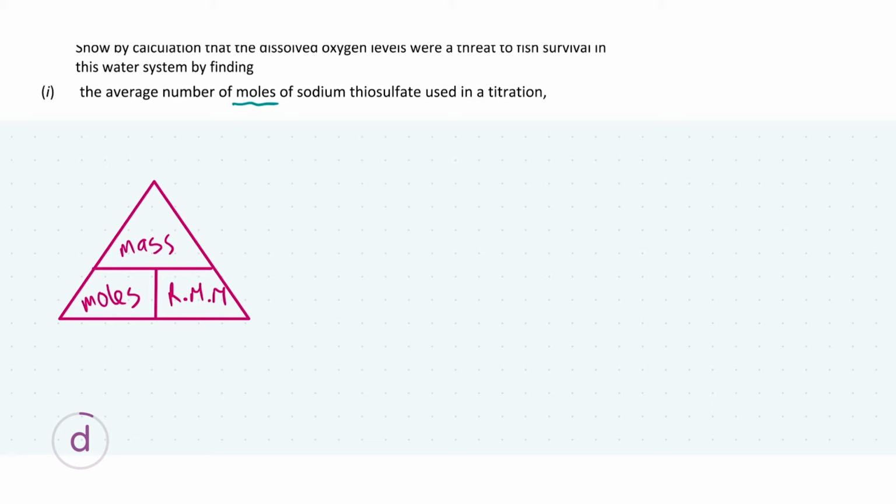So if we cover this mole section here in the bottom left, what we are left with is our mass divided by our relative molecular mass, which is going to equal our number of moles. So we were already given the mass at the start of the question, in the paragraph, which means the only thing we have to find out on our own is the relative molecular mass. And this relative molecular mass is referring to the sodium thiosulfate, and we're luckily given the chemical formula for that, which means we can go straight to our log tables and begin finding our relative molecular mass.